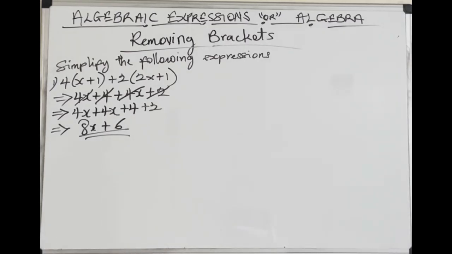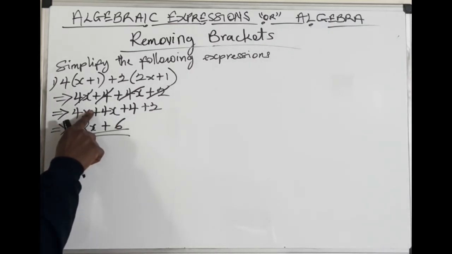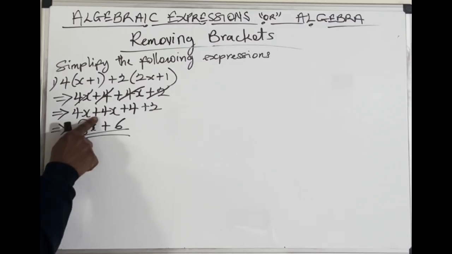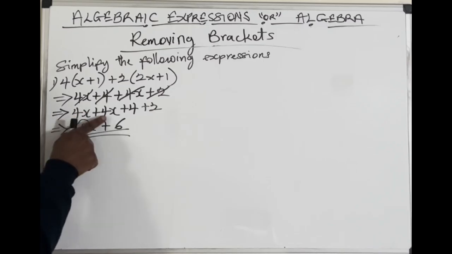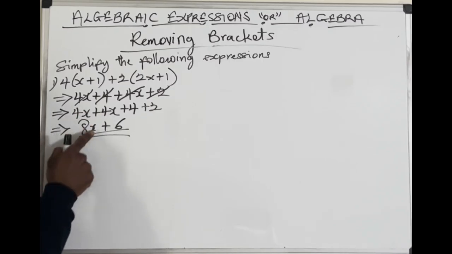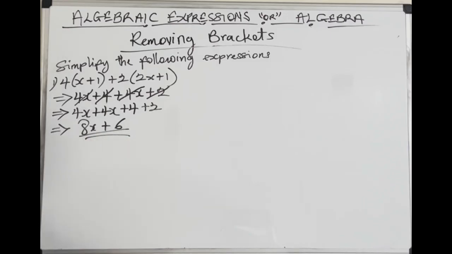Do not get confused, asking why we didn't add the x and then s. No, we are not dealing with multiplication or division. We are dealing with addition here. So just concentrate on the constants. Add them and pick one of the x, put it down there, and add 4 plus 2. You are done.